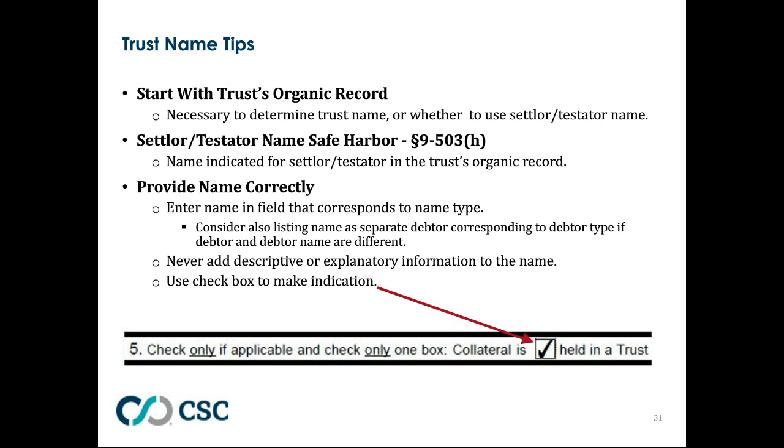If the name of the settlor or testator is required, it's important to know that there is a safe harbor, and that is the name indicated for the settlor or testator in the trust's organic record. So the filer is going to be protected if they use the name exactly as it appears for the settlor or testator in the trust's organic record. Now, it is important, once the correct name is determined, to provide the name correctly. And that is to enter the name in the field that corresponds to the type of name. This is really important. If it's an individual name, it must go in the individual name fields to be searched correctly. If it is an organization name, it must go into the organization name fields to be searched correctly.